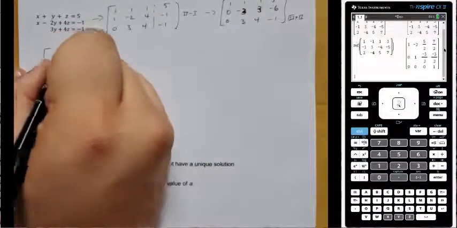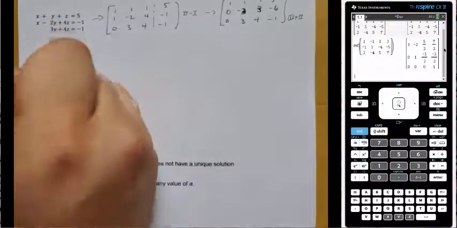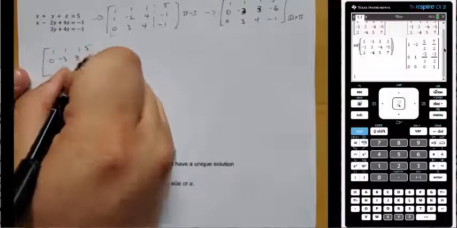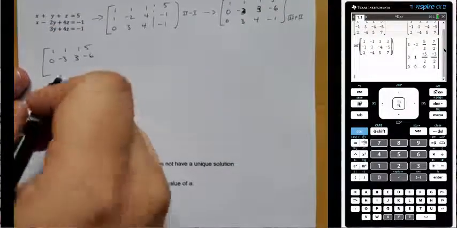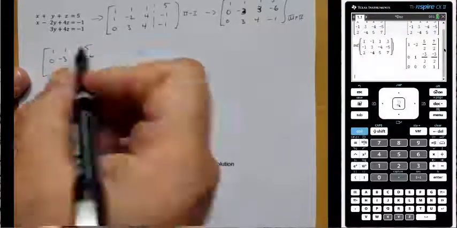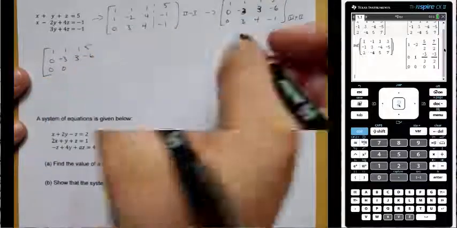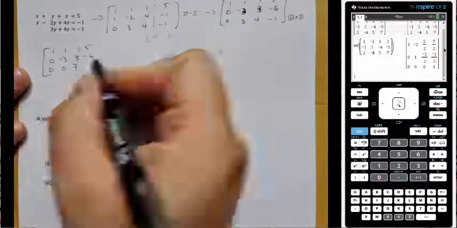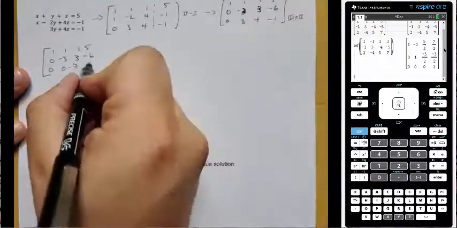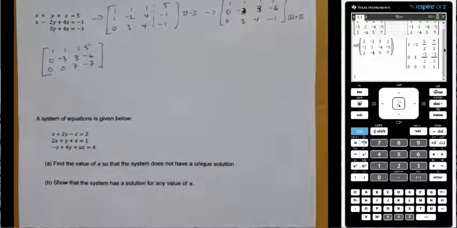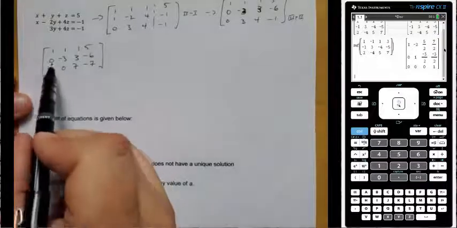1, 1, 1, 5, because I did nothing in the top row. 0, negative 3, 3, negative 6, because I did nothing to the second row this time. But this time I added row 3 and row 2. 0 plus 0 is 0. 3 plus minus 3 is 0. 4 plus 3 is 7. Negative 1 plus minus 6 is negative 7. So we're in upper triangular form.